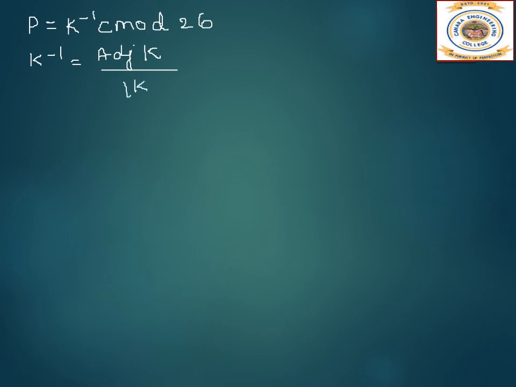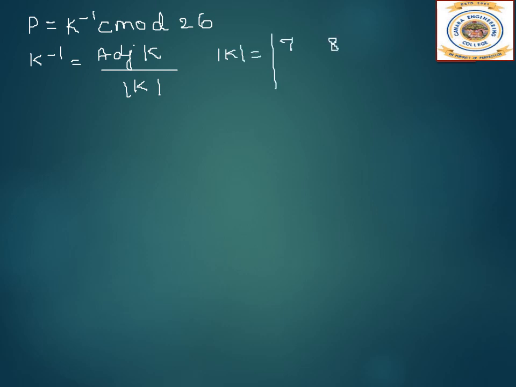For decryption, we have P is equal to K inverse C mod 26. So we need to find the inverse of the key. How is it found? It is the adjoint of K, divided by the determinant of K, just like how we normally find the inverse of a matrix. So first let us find the determinant of K.